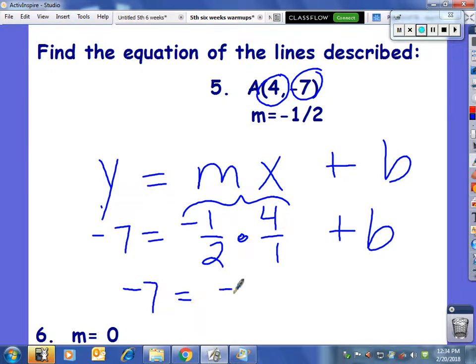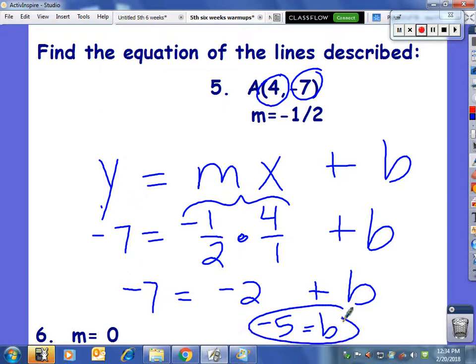So negative 7 equals negative 2 plus b. Now what? That is not it. Add 2 to both sides, and what do you get for b? Negative 5. Now, some kids are stopping right there. That's not the answer. I want the equation of the line. What's the equation of the line then?